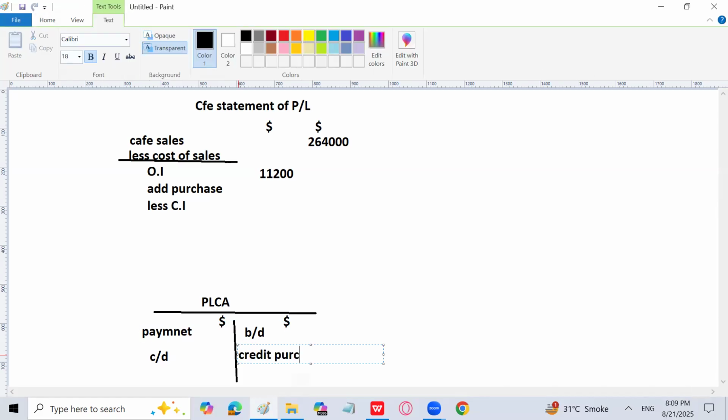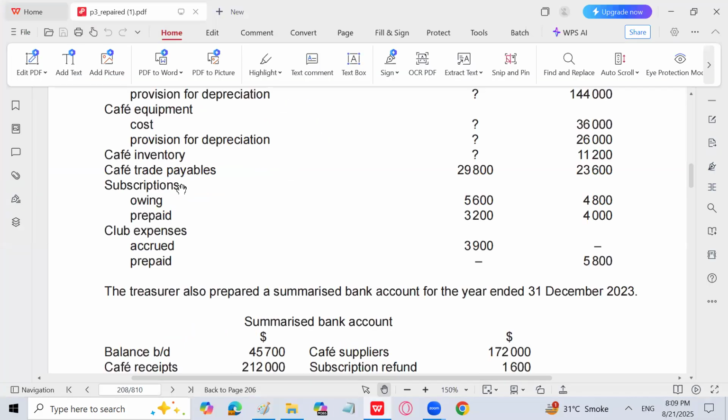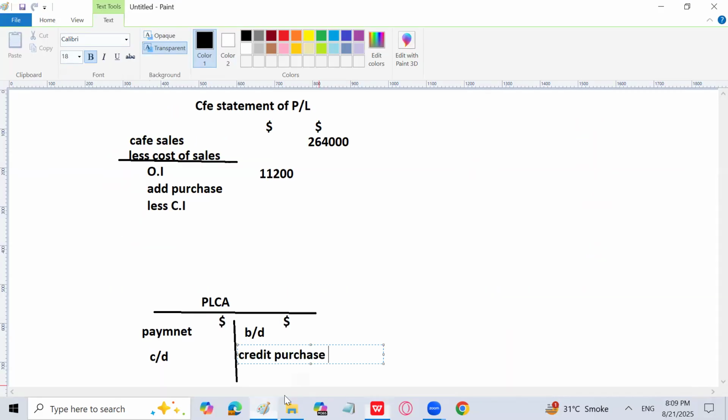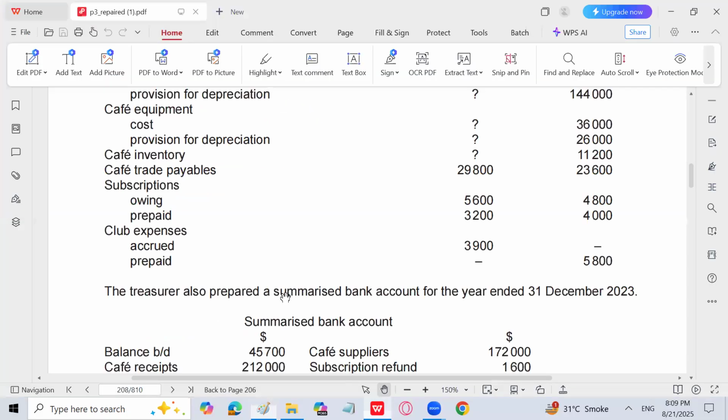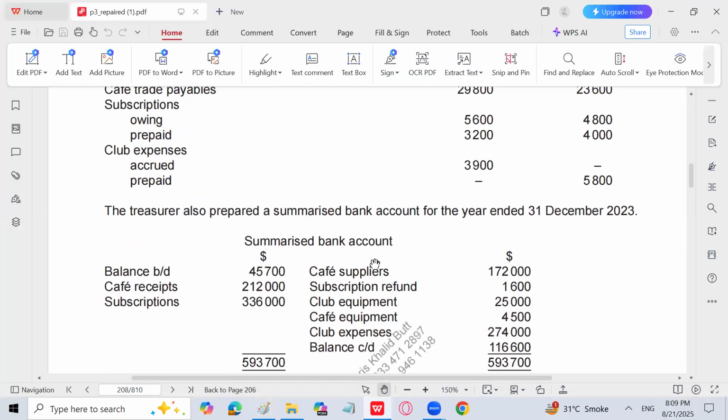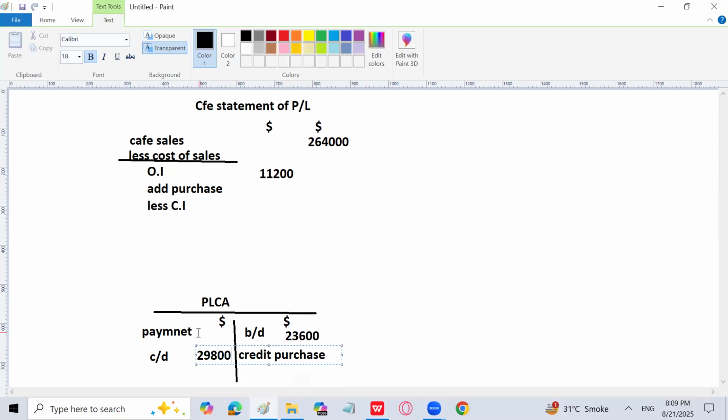Credit purchases means whatever purchases is basically the balancing amount. So cafe trade payables are 23,600 at the start and 29,800 at the end. Payment to cafe suppliers, let's see. This is the payment to cafe suppliers, not the cafe purchases. 172,000. So I will write here payment to cafe suppliers 172,000, and I can find the cafe purchases.